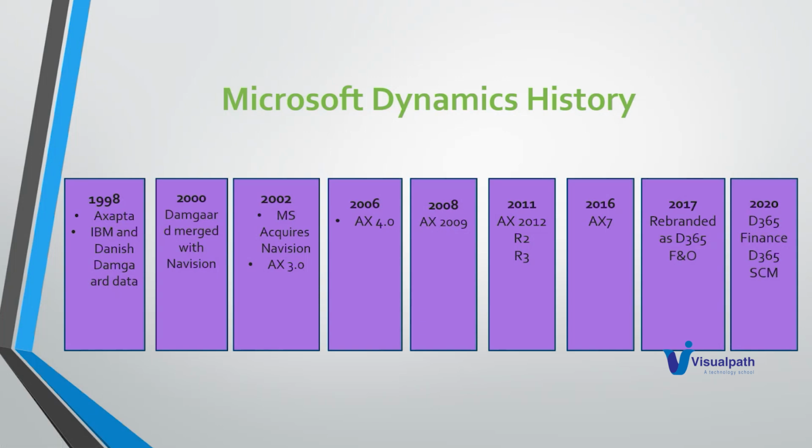Later, in 1999, IBM did not continue with the product. They left all the rights with the Danish company. Then in the year 2000, the Danish company merged with Navision. There was a company called Navision. In 2002, Microsoft acquired the Navision company. So when Microsoft acquired Navision, this Axapta product was also acquired by Microsoft.